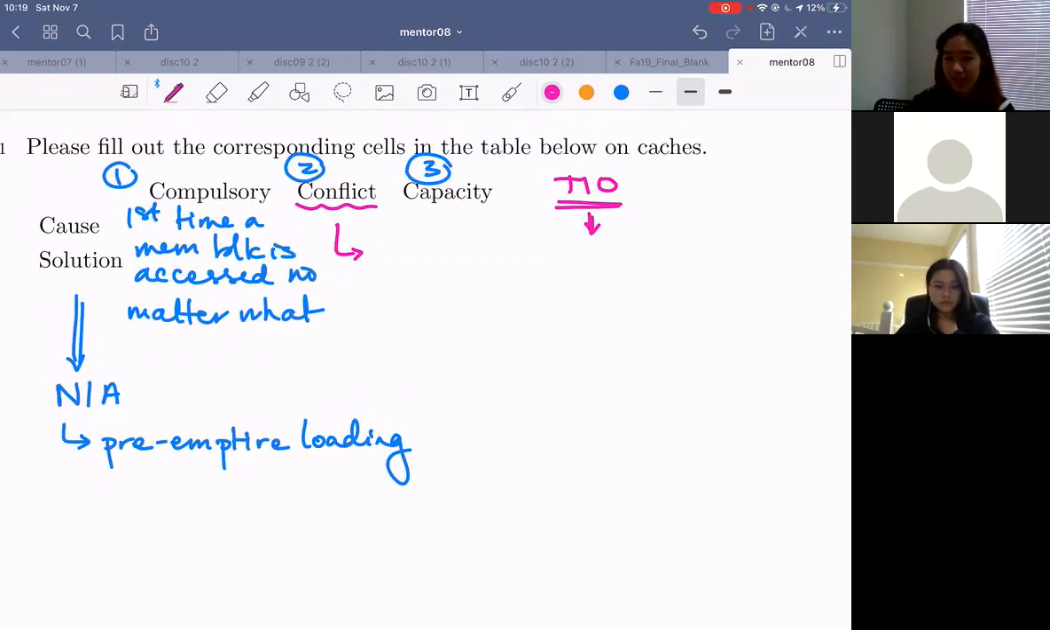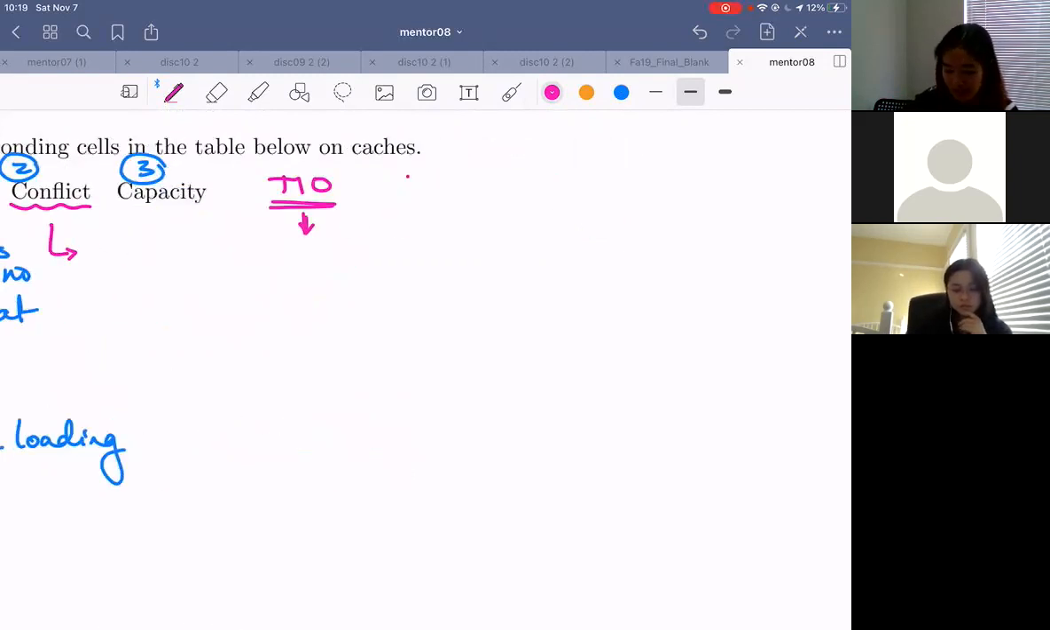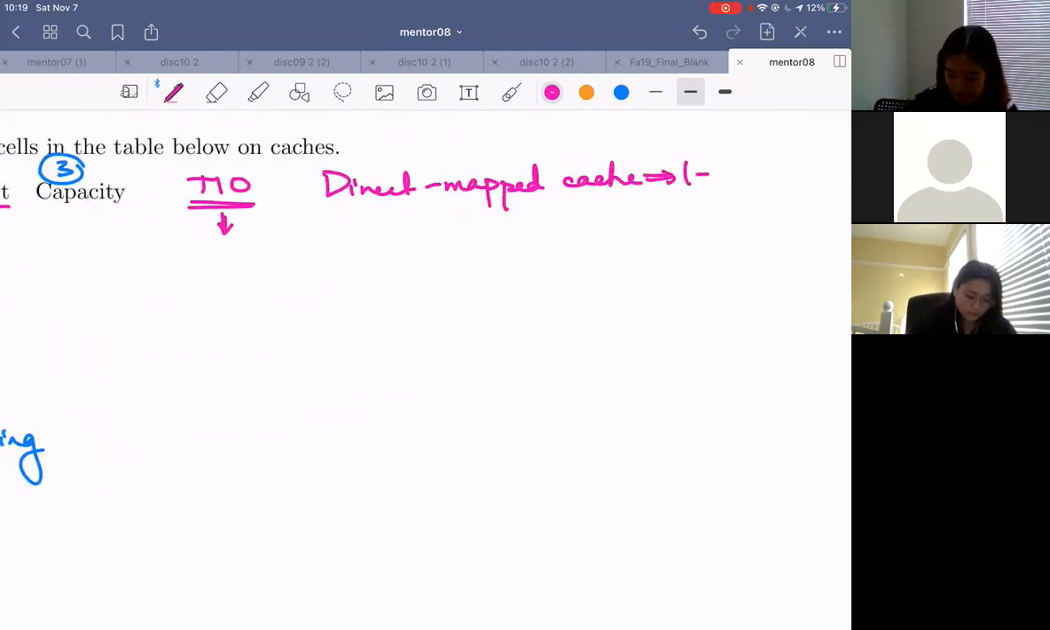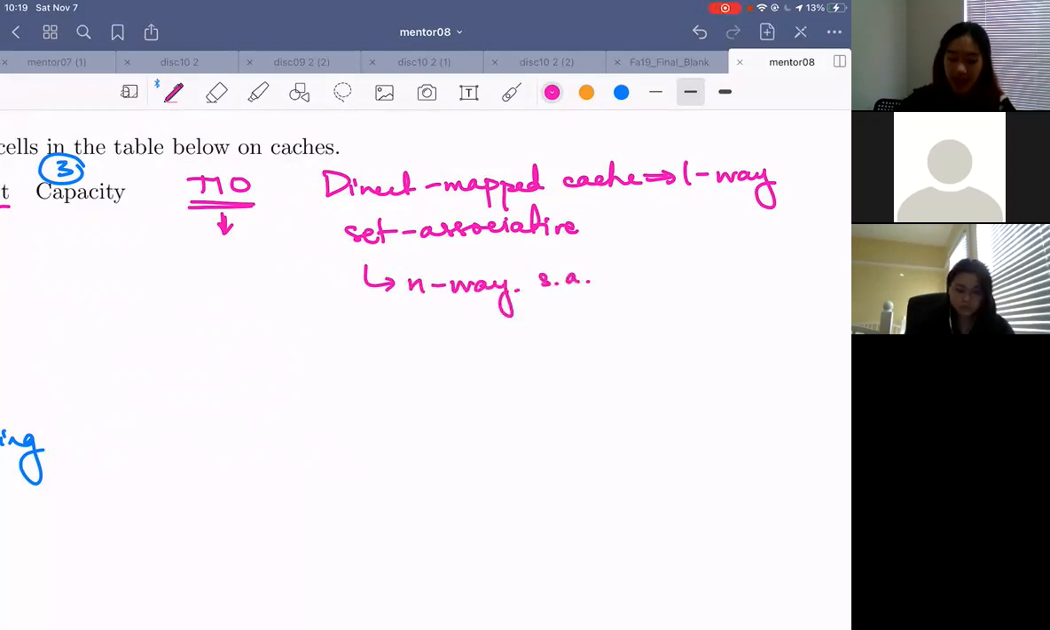So if we have a direct mapped cache, another way of saying it is a one-way set associative cache. The idea behind that is that for every single index, there's only going to be one block in cache that can be associated with that index. This can go up to n-way set associative, which means that for every index you have, there can be n blocks that fit in there.